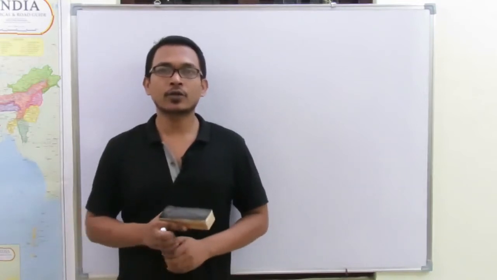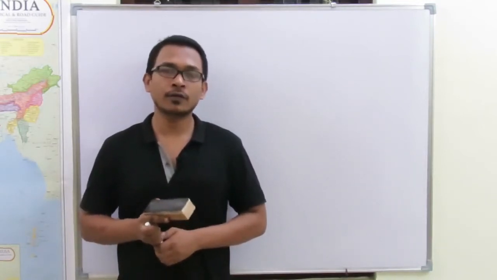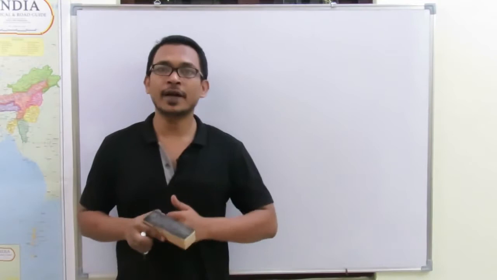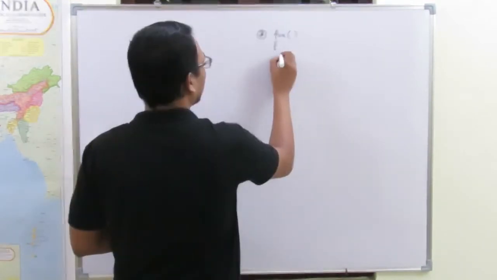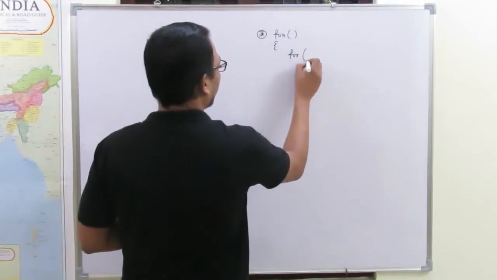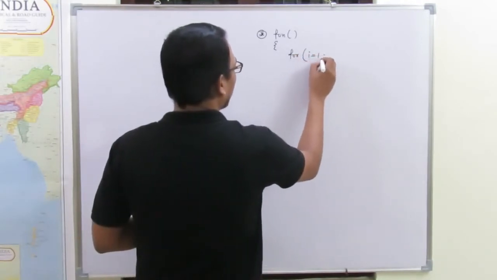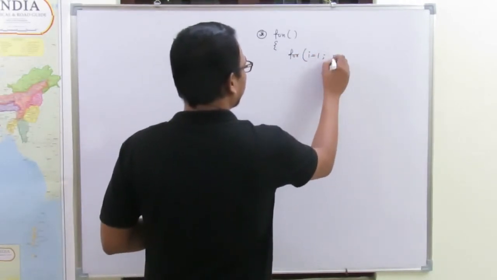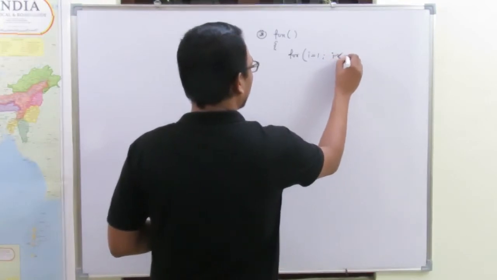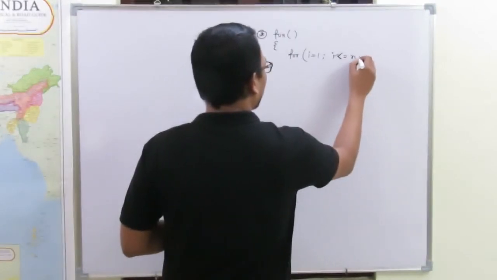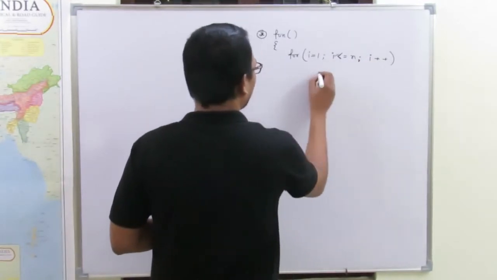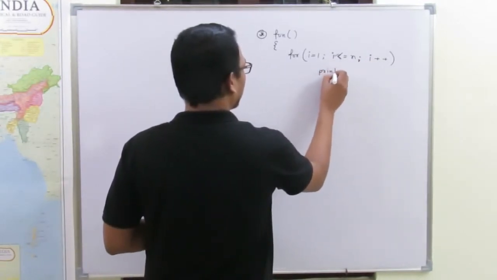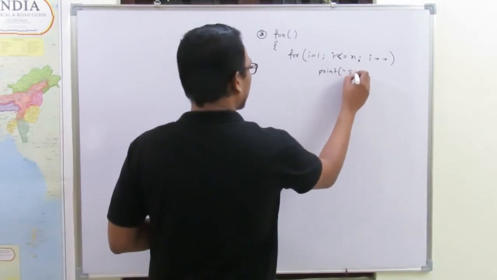Hello everyone, let's continue with the example of iterative approach to find the time complexity. So let's start. for i = 1; i <= n; i++, and then we have a print statement as d.